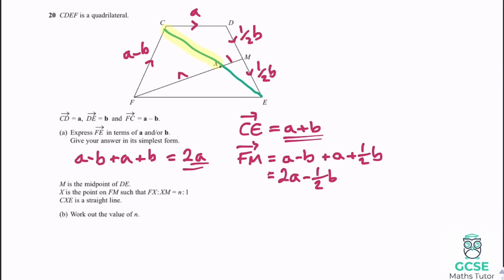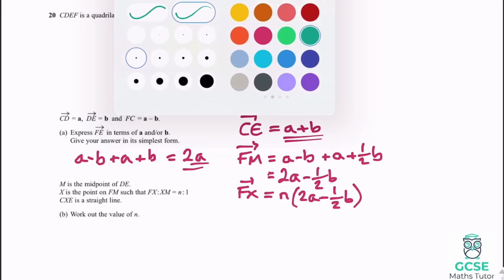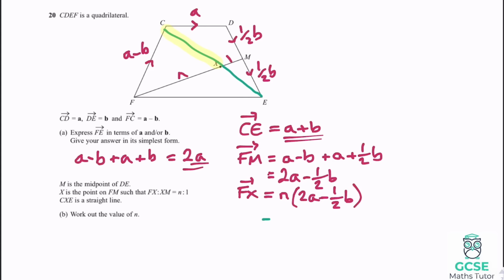So now that I can move from F to M, I can move part way along that, but we don't know what the fraction is along the line. It just says it's n to 1. So to get from F to X, let's have a look at this. To get from F to X, I would have to do n lots of this, so n lots of 2a minus half b. Obviously, if we knew the fraction, we could write the fraction there, but we don't, so we can only do n lots of it. So 2a minus half b. Now, if we expand that out, obviously we can only expand it by n, but we get 2an minus half bn. There we go, just expanding it out, and that is my vector F to X.